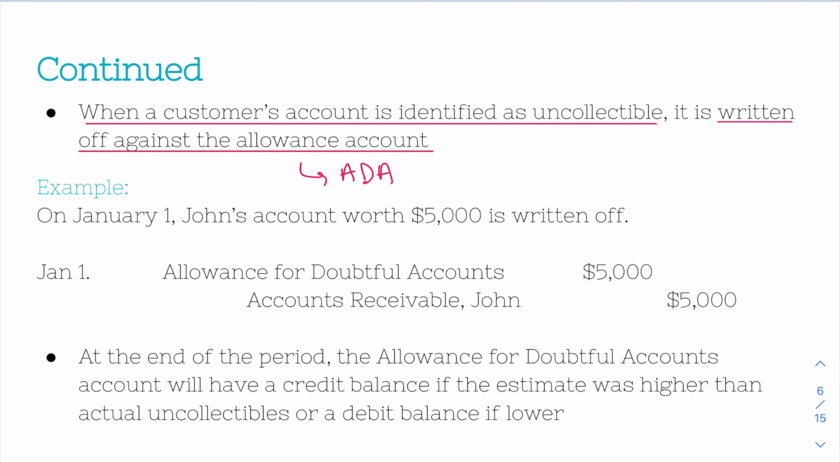So now what we're going to do, we are going to debit allowance for doubtful accounts for $5,000. If you remember, our allowance for doubtful accounts has an original credit balance of $50,000 that we draw from throughout the year. So when we identify an account as uncollectible, we are going to write it off against allowance for doubtful accounts. So we identified John's account, we are going to debit allowance for doubtful accounts for $5,000. And then, same process as the direct write-off method, we are going to credit accounts receivable John for $5,000 to take it off our books.